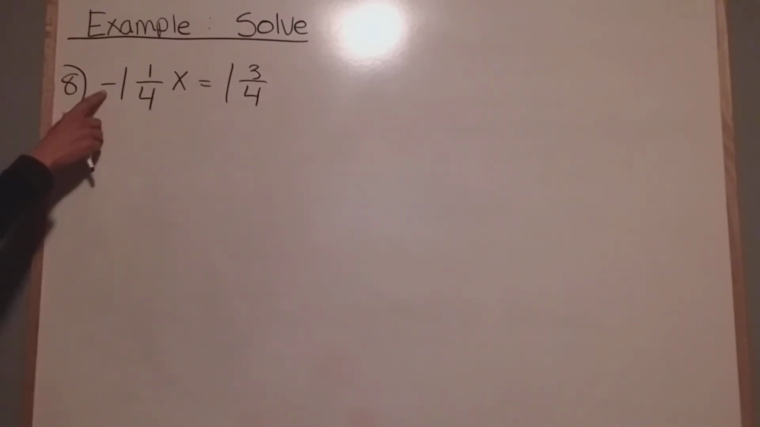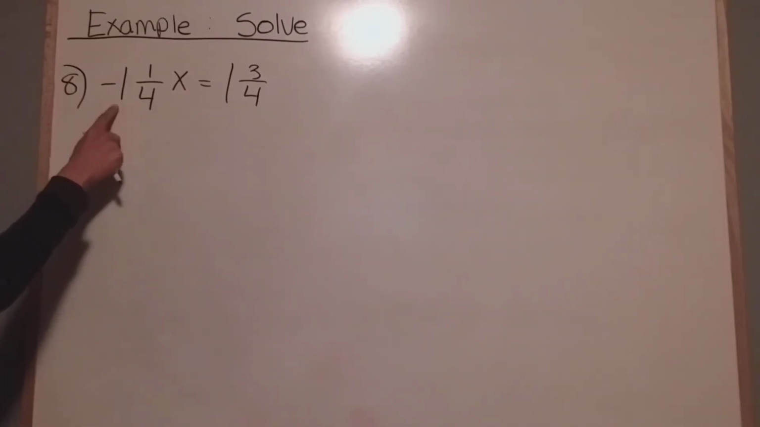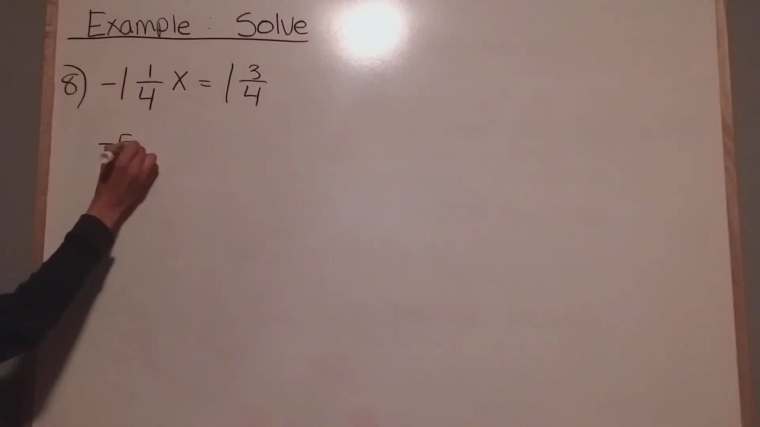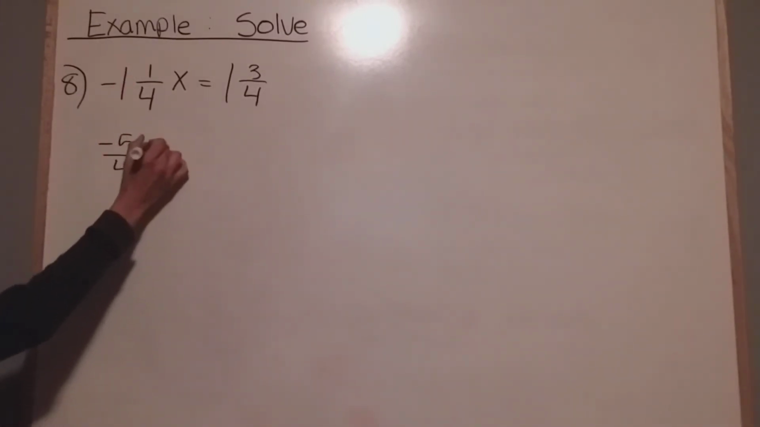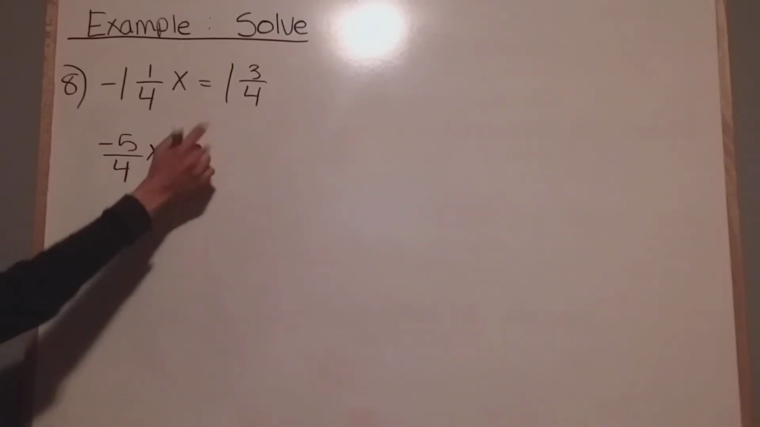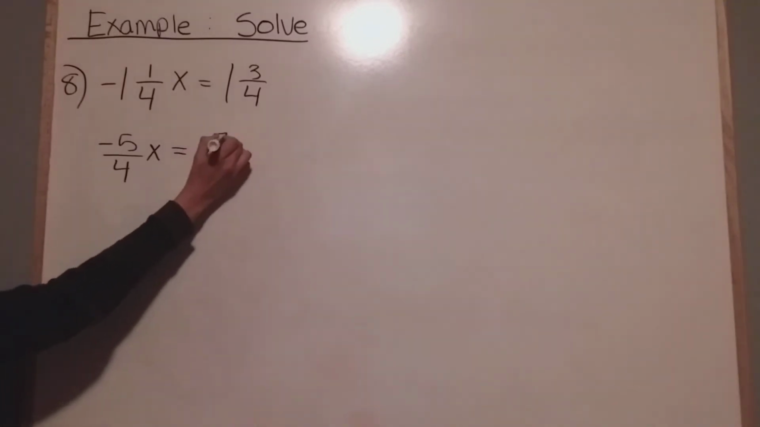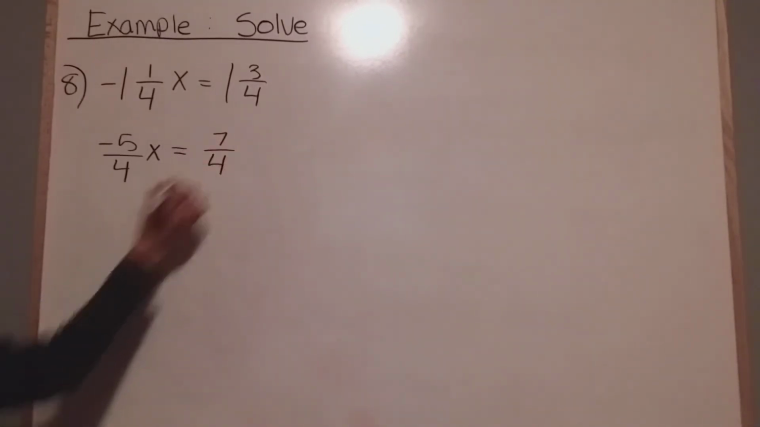Remember, when we have a negative, I ignore it. So I go 4 times 1 is 4, plus 1 gives me 5. That becomes negative 5 over 4x is equal to, on this side, it goes 4 times 1 is 4, plus 3 gives me 7. So 7 over 4.